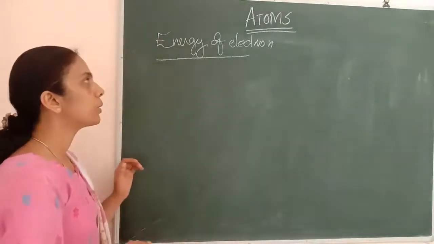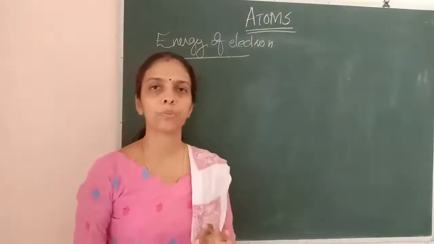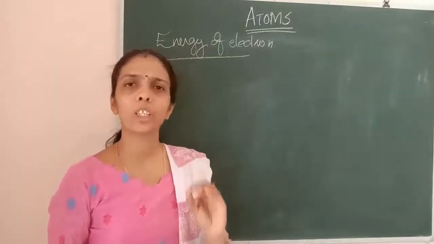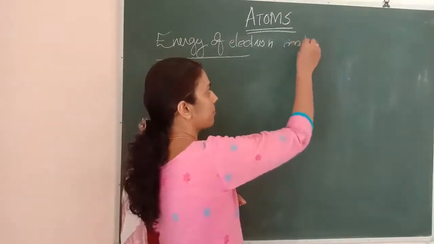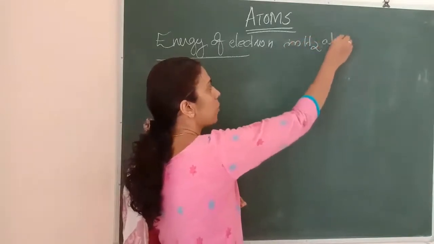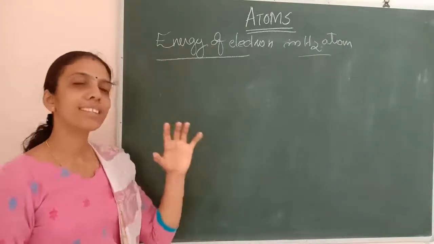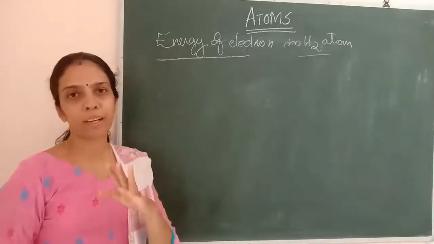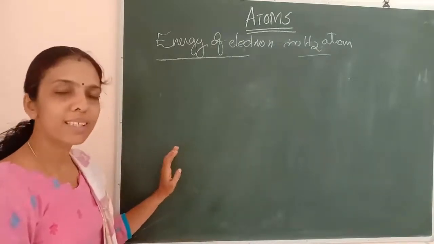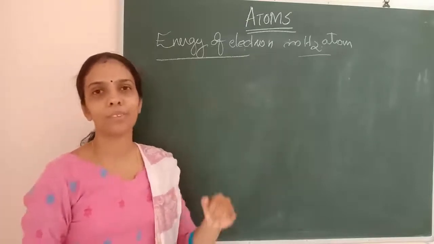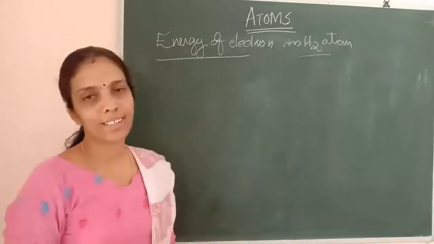Okay, now we are going to study what the energy of an electron will be. How we can derive an equation for the energy of an electron in the hydrogen atom. Hydrogen is the simplest atom to explain. Why? Because it consists of only one electron. So it is the simplest way of explaining the atom. So we will always consider the hydrogen atom and explain the rest of the things.